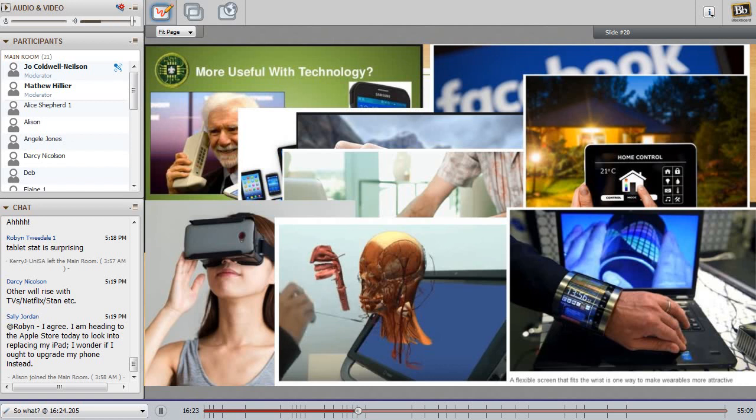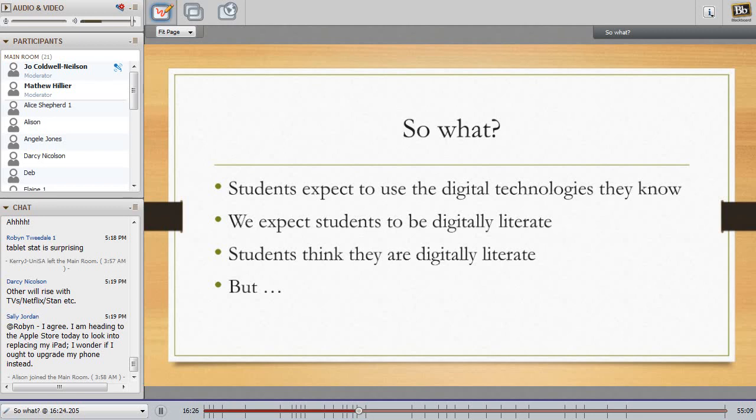So what are the implications? As far as teaching and learning is concerned, students come to us expecting to use the digital technologies that they know and are familiar with. And we kind of anticipate that students are going to be digitally literate because they use all of these devices and they are comfortable with social media and so on. Not only that, but students think they are digitally literate because they do use all of these devices quite comfortably. But when it comes down to it, not really sure about this.